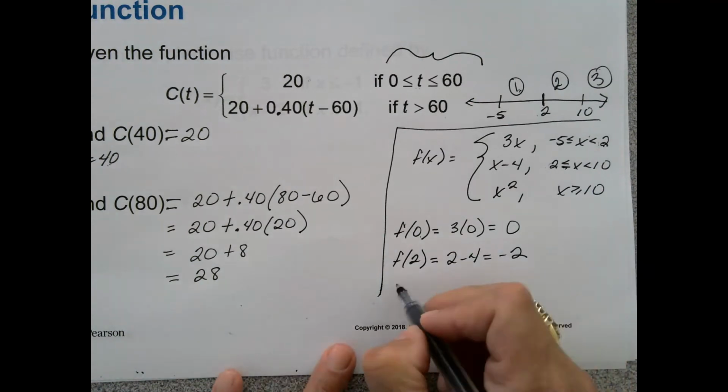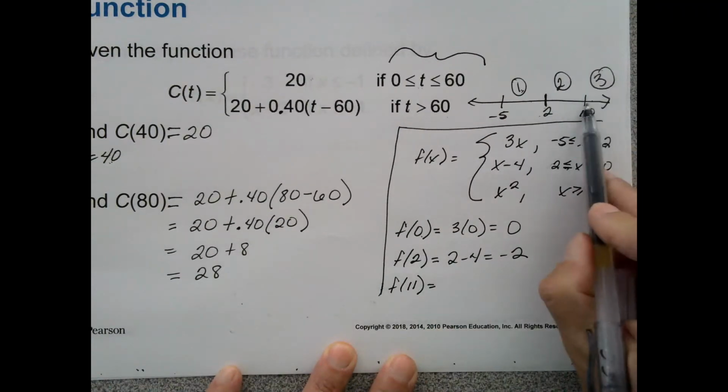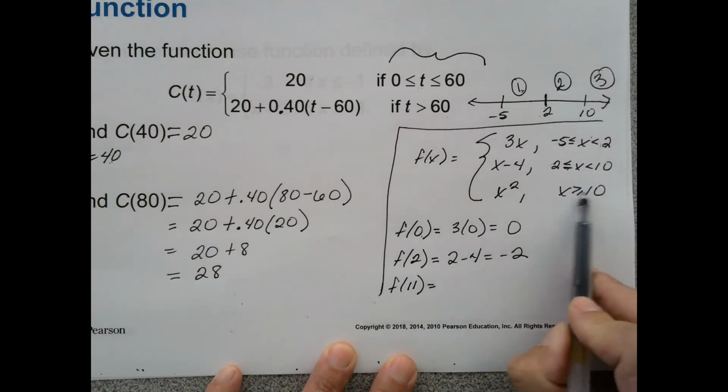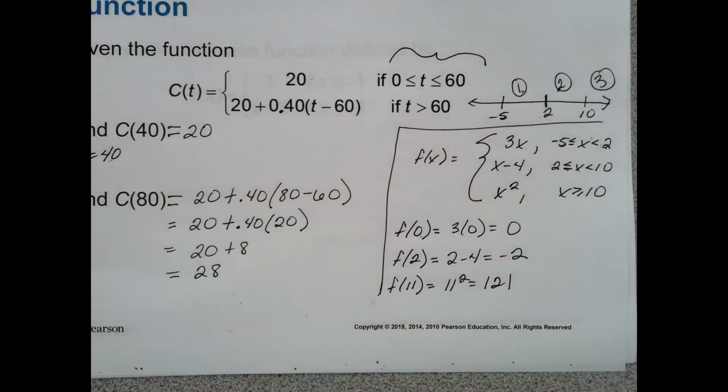If I wanted f of 11, 11's over here beyond 10. That means it goes into piece 3. So that's 11 squared, which would give me 121. Okay, questions on that? So that's what we would plug in, correct? Say it again? That's what we would plug for our exams. Yes. Yep.